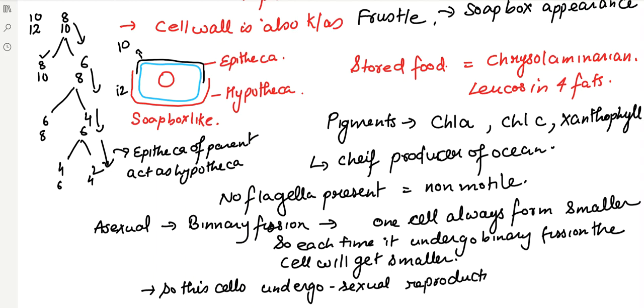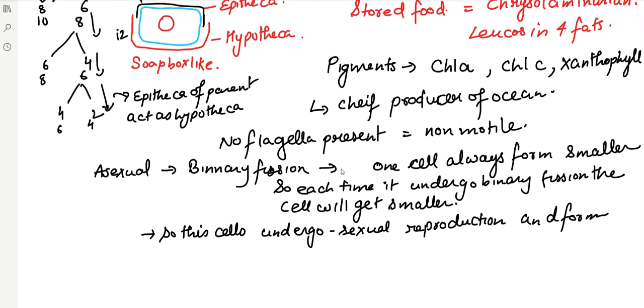Okay, so these cells undergo sexual reproduction and form auxospore. Okay, this auxospore at this moment has no cell wall. This is basically a zygote.